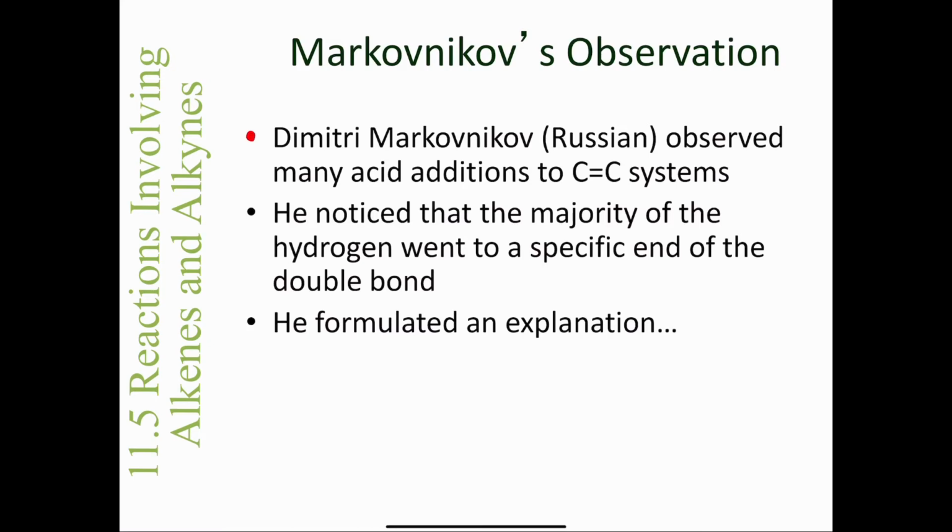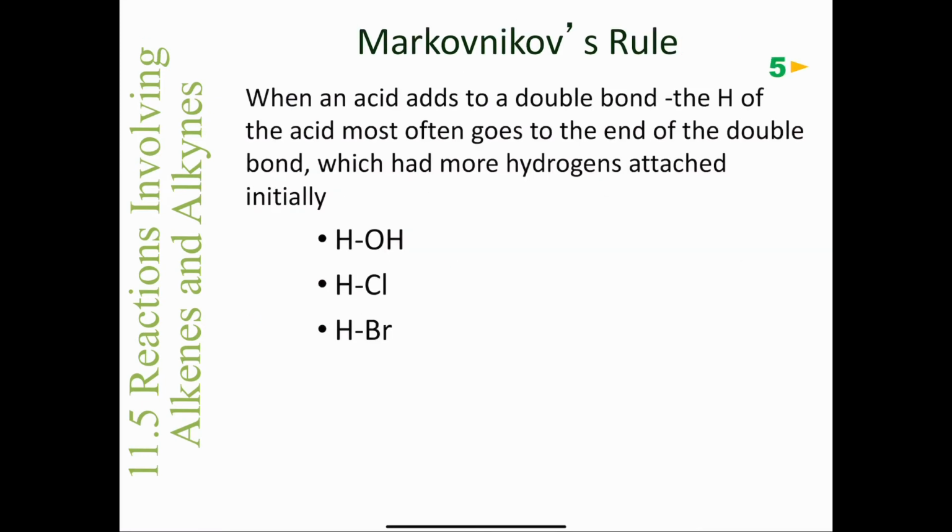And he was a Russian scientist who studied the acid-catalyzed additions to many carbon-carbon double bond systems, so to many different alkenes. And what he noticed is that the majority of the hydrogen went to a specific end of the double bond, and he formulated an explanation for that. And his explanation resulted in what's known as Markovnikov's rule. And Markovnikov's rule is this: when an acid adds to a double bond, the hydrogen of the acid most often goes to the end of the double bond which had more hydrogens attached initially.